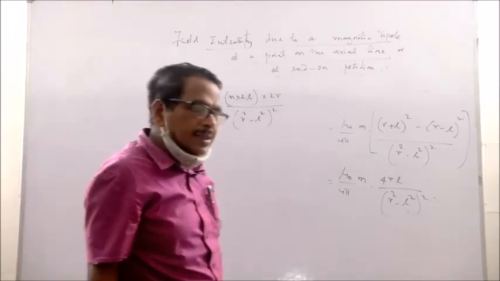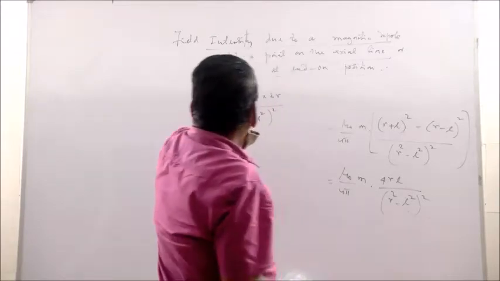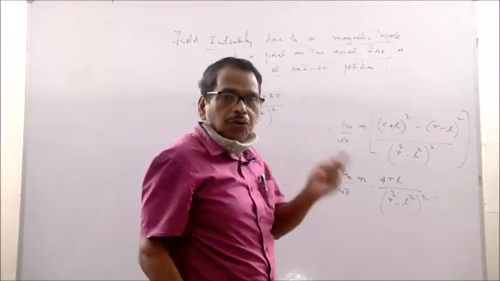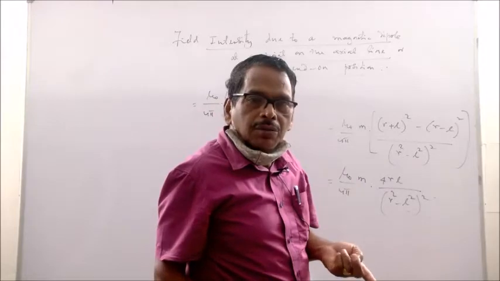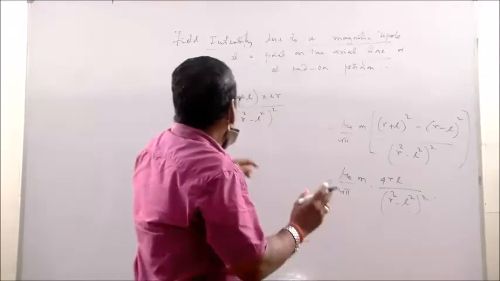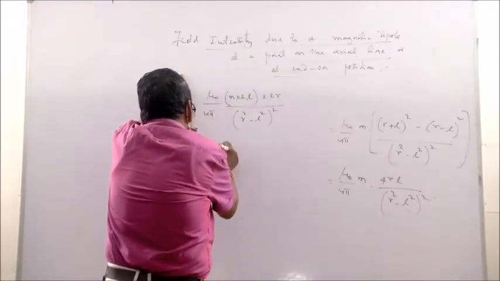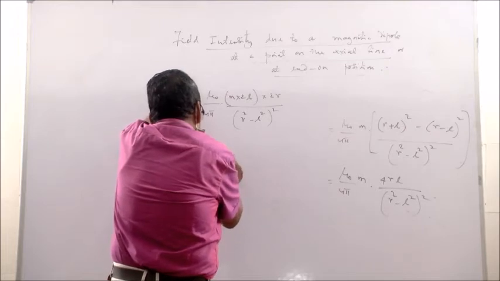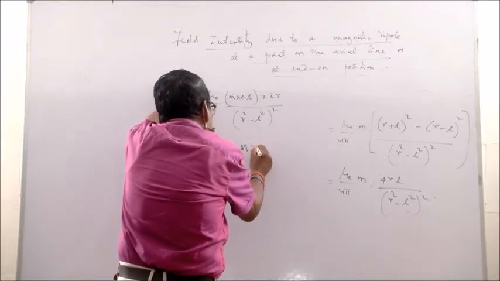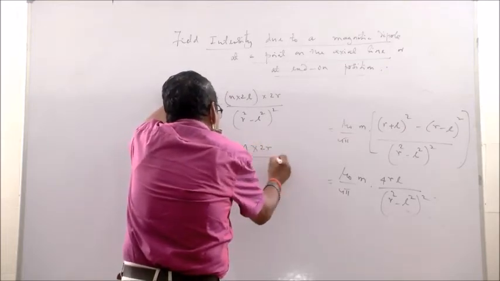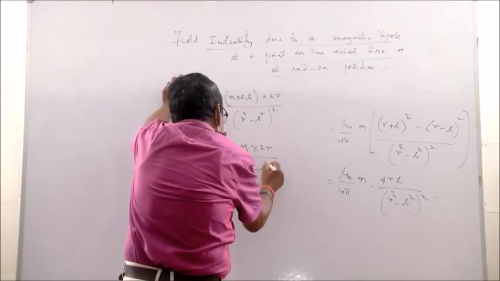Why do we write it like this? M into 2L. Why do we write M into 2L? Because I have already told you what is M into 2L. Pole strength into distance between poles is the magnetic moment. So this is your mu 0 by 4 pi, capital M into 2R by (R square minus L square) square.